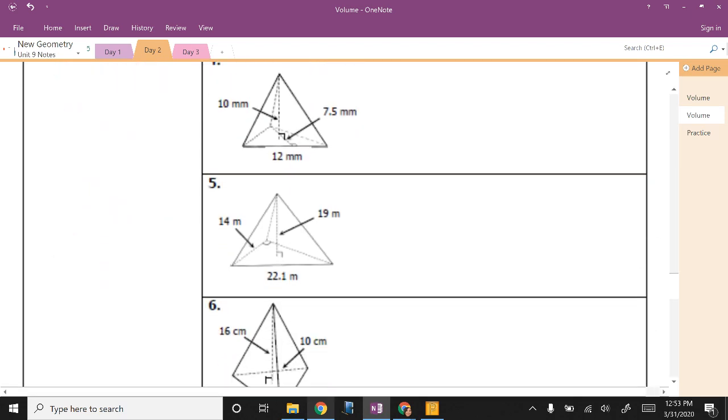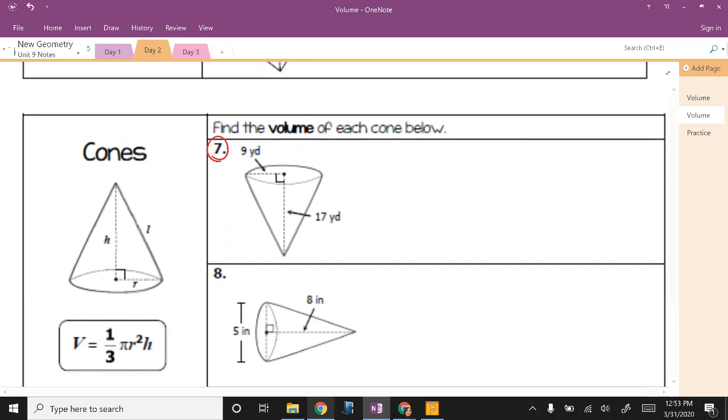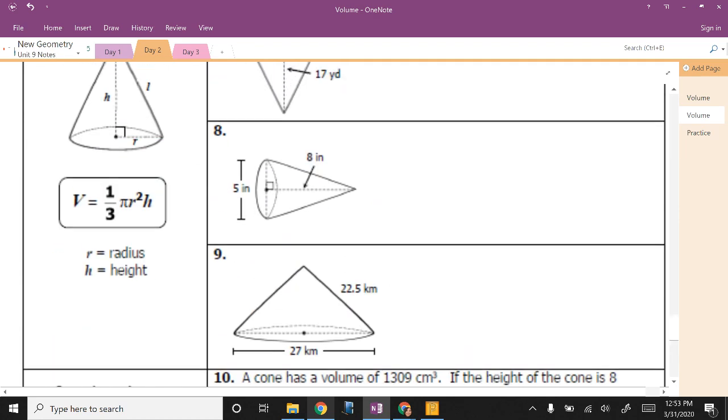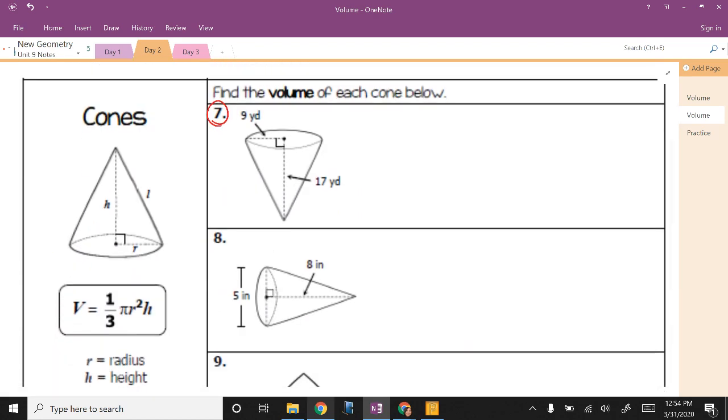All right. Then we're going to keep on going on to the next page. So now we're on page 9 in our packet. And on page 9, we're going to do a cone. And I believe this will be our last example. Yes. So we're going to find the volume of a cone. Remember that a cone has a circle for the base. So that's where we're going to see that pi r squared in our formula.